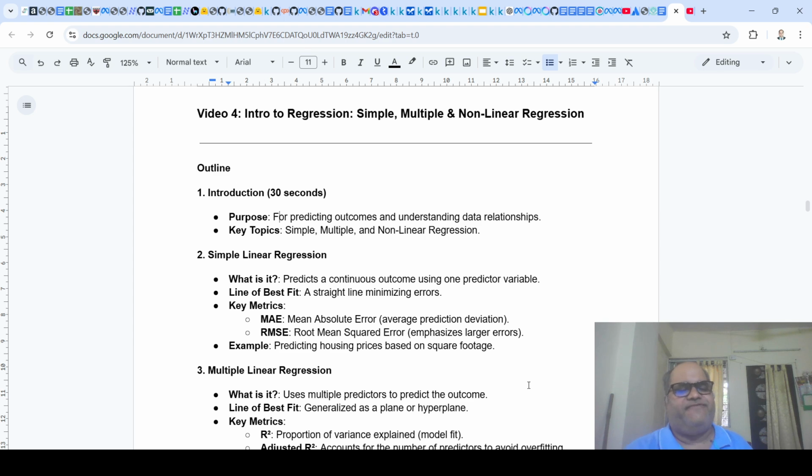We'll talk about the line of best fit and two key metrics: mean absolute error as well as root mean squared error. Both these topics are tested repeatedly in your exam. We'll also see a simple example, where given a small data set, you compute mean absolute error as well as root mean square error. And we'll also talk about how these are different from each other, which is typically tested in your objective questions or one of your long answers.